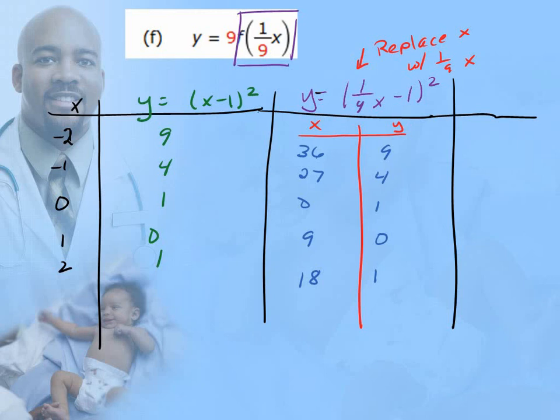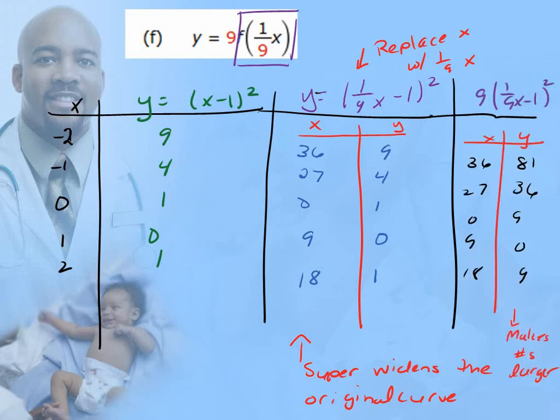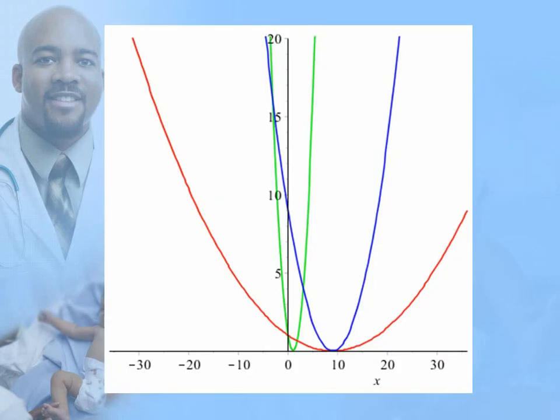That's the 1/9 doing its business. Super widens the original curve, right? 36 is a lot farther down the road than -9. What does the 9 do to those numbers? Well, it makes them really large. So it super widens it first, and then it squishes it next, right? Because it makes it a lot steeper, like we did before. Multiplying by 9 made it higher. The elevator went higher.